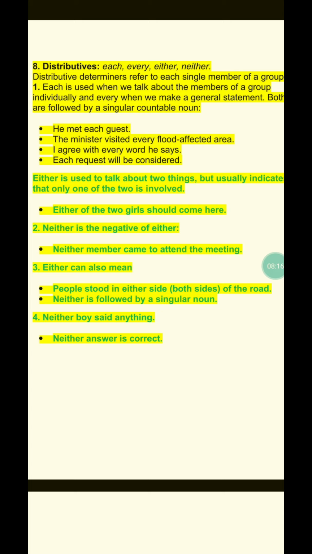Either can also mean people stood on either side, that is both sides of the road. Further, neither boy said anything. So here children, neither follows a singular noun.